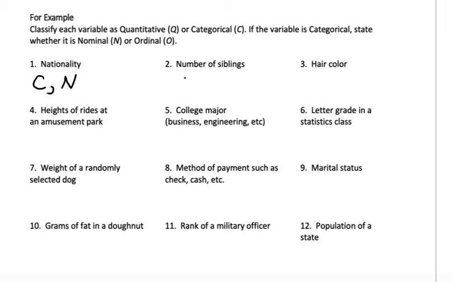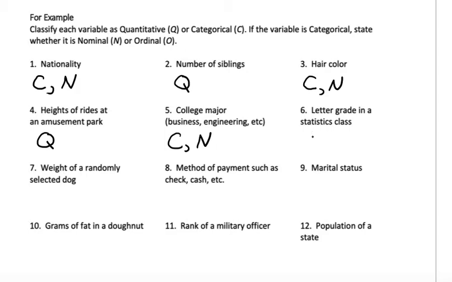Number of siblings could be 2 siblings, 3 siblings. Those are numbers. Siblings is the unit, so quantitative. Hair color, blonde, brown, black. Those are categories, and there's no order to them, so that's nominal. Height of rides at an amusement park, probably measured in feet, maybe yards, so that would be quantitative. College major, business, engineering, marketing, economics, those are all categories, and there is no order there, so that would be nominal.